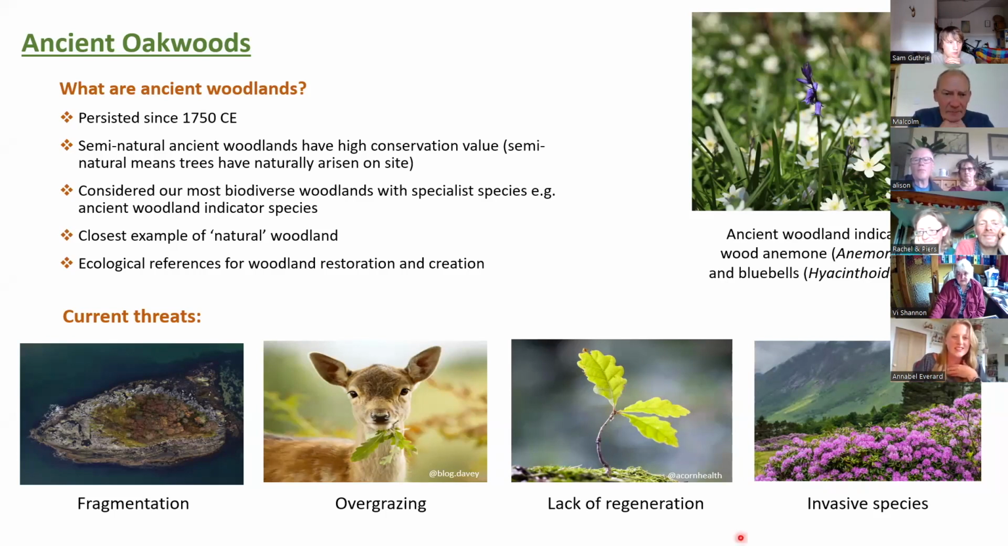many of these sites have undergone a range of threats, from fragmentation due to changing land use, overgrazing, often with deer or sheep, lack of regeneration, often also linked to this overgrazing, and also excessive shading, and invasive species such as Rhododendron ponticum, pictured here. This means that these sites could be giving us misleading perceptions of what is a natural woodland ecosystem. So we could be basing our restoration efforts on inappropriate references.